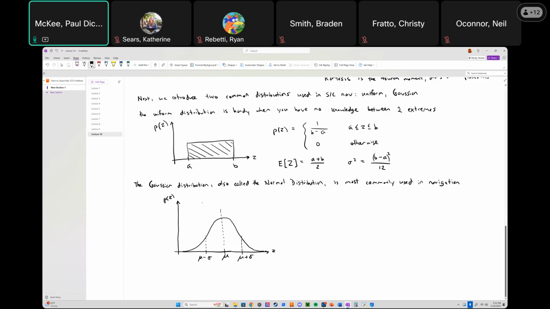The equation for Gauss's distribution is the probability of Z is 1 over the square root of 2 pi sigma squared, and then the exponential function of negative 1/2 times Z minus mu over sigma, squared. And that should look a little familiar as well.